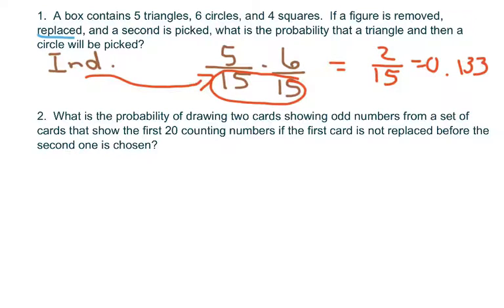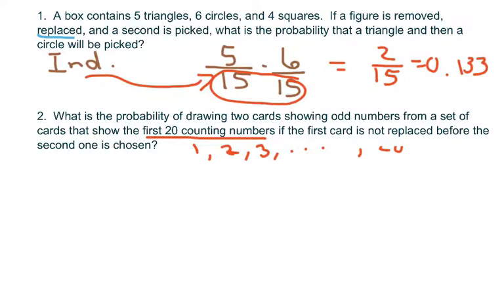Okay? Now, sometimes my students have a problem with this word problem. It's mainly they don't know what counting cards are. These are just like cards that you would see in kindergarten, where the teacher shows you 1 through 20. So it's just these cards, 1 through 20, with numbers on them. So what's the probability of drawing 2 cards showing odd numbers from a set of cards that show the first 20 if the first card is not replaced?